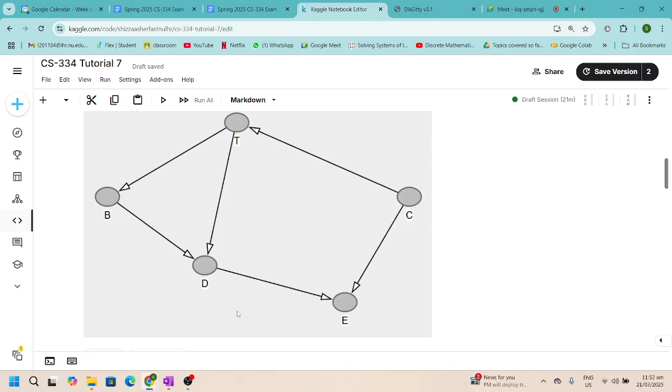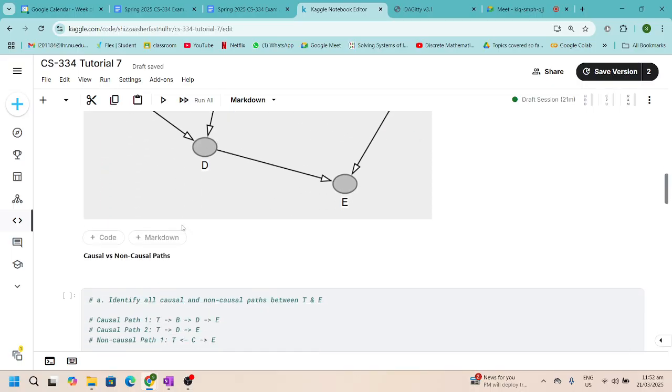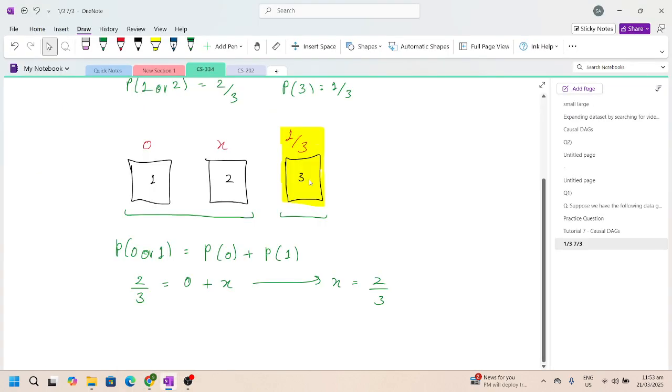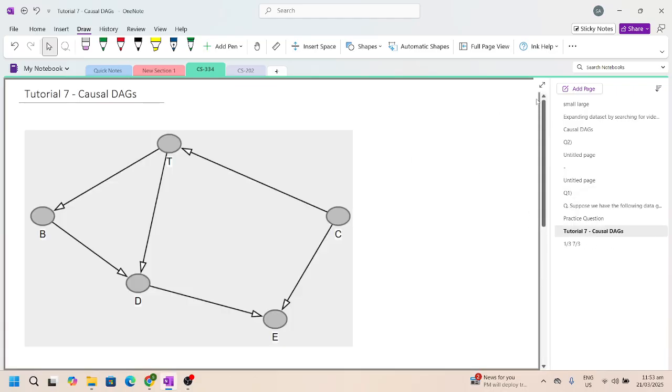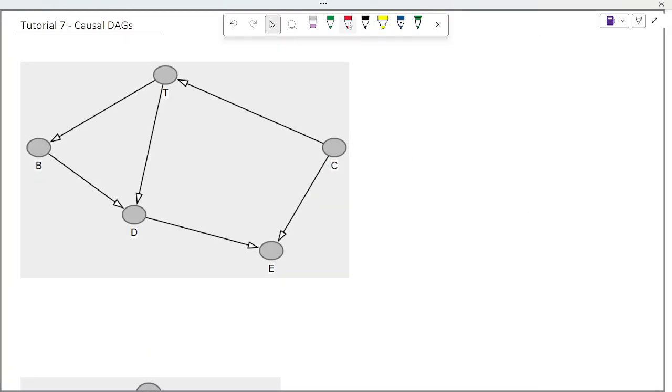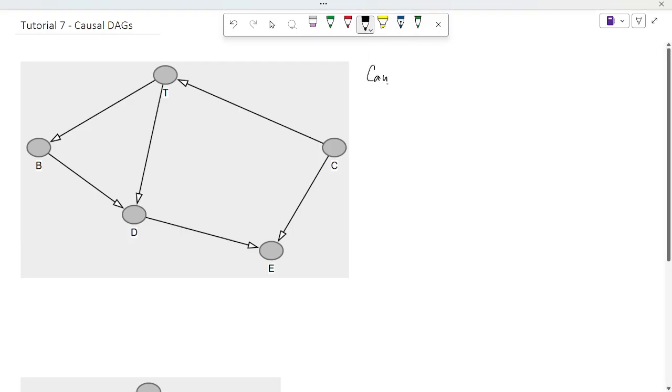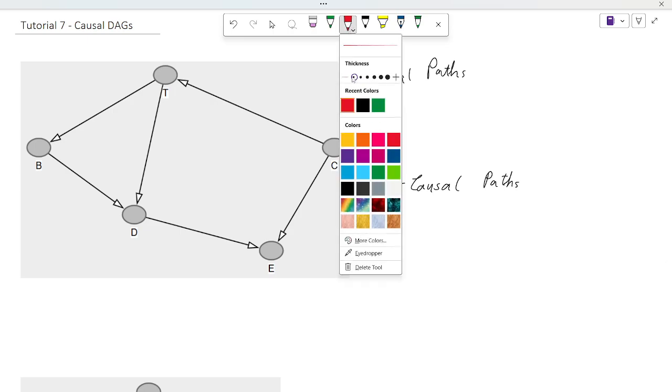So, this is the graph that is given to you. And first, you have to identify all the causal and non-causal paths. So essentially, we will do this on one note here because it's more convenient. All right, so you have to specify all the causal paths and all the non-causal paths between these two. So one very nice way of going about this is just to start specifying all the paths at least.